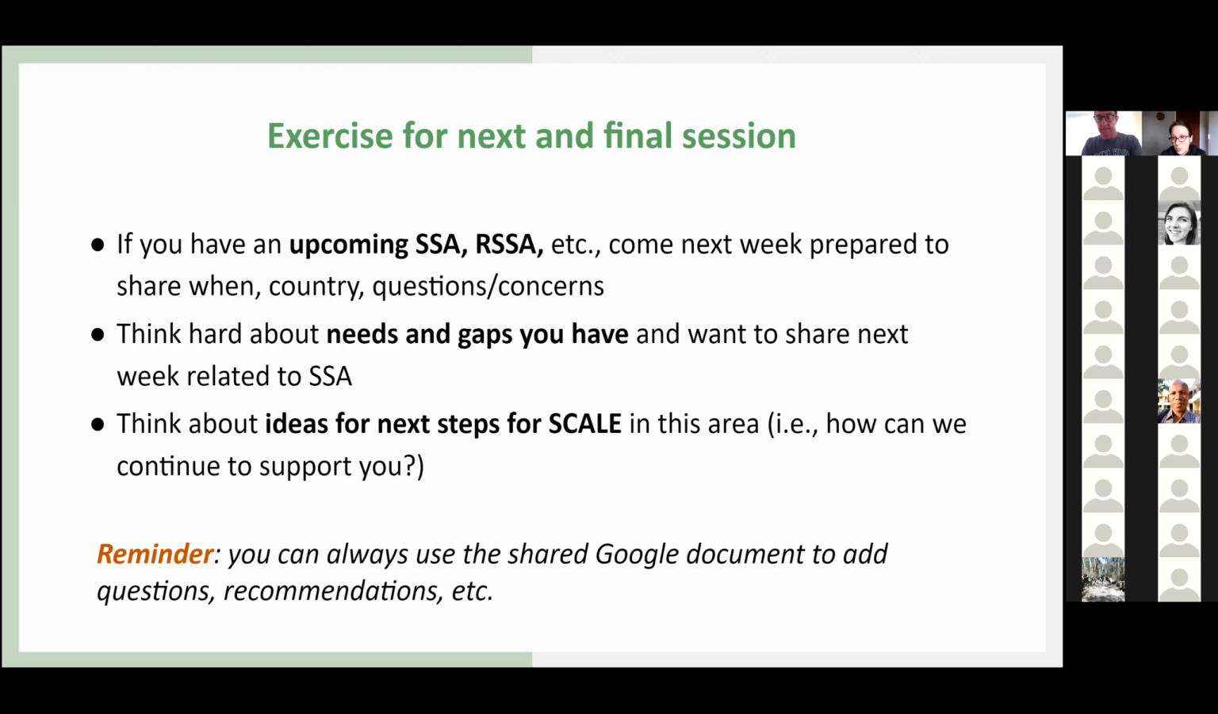We also want to spend next week talking about upcoming SSAs and RSSAs that you have, and what additional support or needs you may have to be able to conduct them. If you have one upcoming, please be prepared to share when, the country, and any questions, concerns or comments you want to make about it. And think hard, maybe ask your colleagues, about the needs and gaps you have related to seed systems assessment, so that as we leave the group next week, we have additional ideas for Scale.